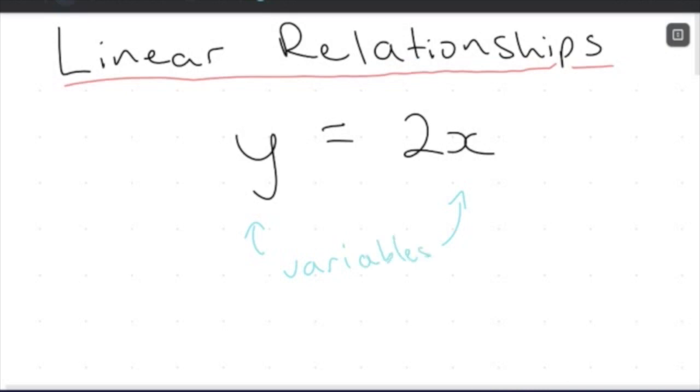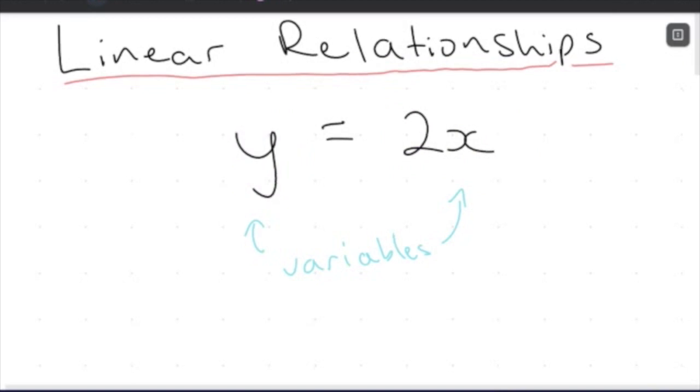And this topic of linear relationships is all about the interaction and the relationship between these two variables along our xy plane that we introduced in the last video. So we are looking at how one variable changes with another.